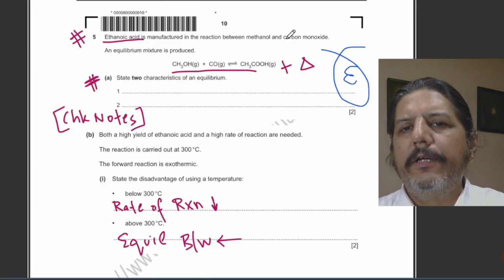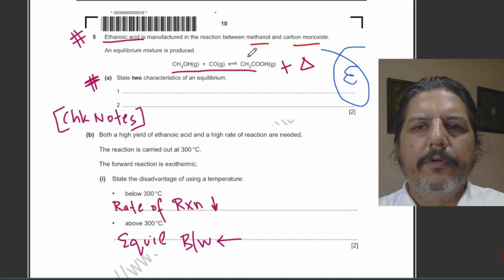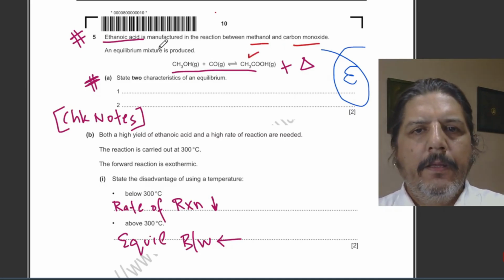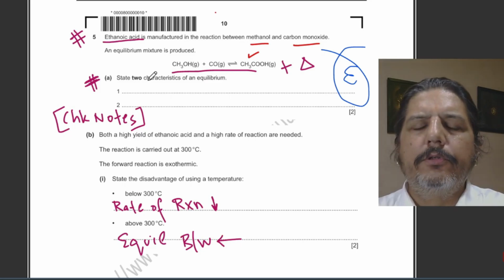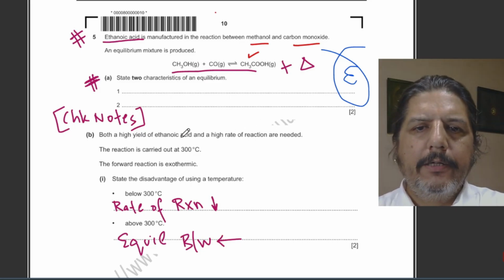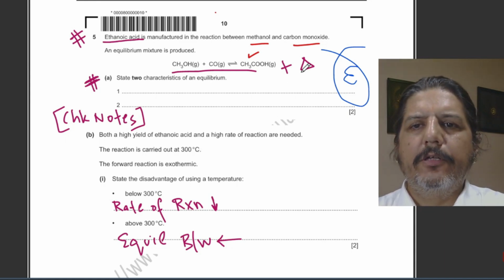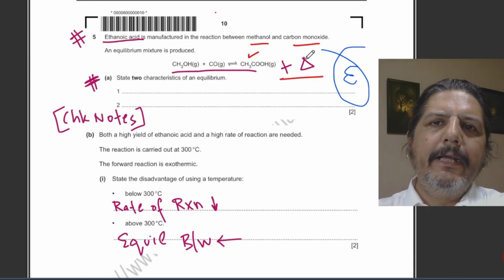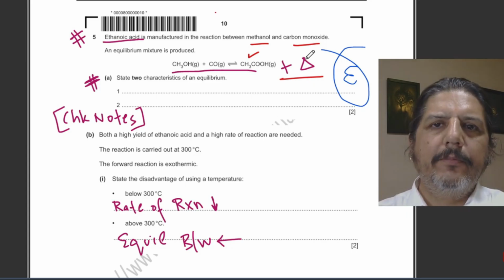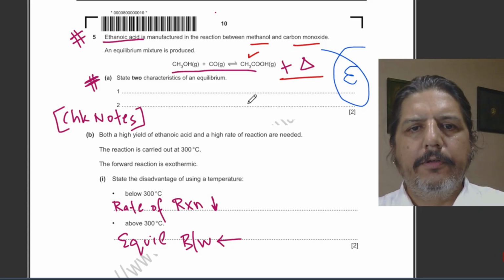Ethanoic acid is manufactured in the reaction between methanol and carbon monoxide. So we want to manufacture ethanoic acid. An equilibrium is produced. So the first question is about characteristics of equilibrium. And both a high yield of ethanoic acid and a high rate of reaction are needed. The reaction is carried out at 300 degrees Celsius, and the forward reaction is exothermic. So heat is produced in this reaction. So it's an exothermic reaction. Now let's start looking at the different parts one by one.